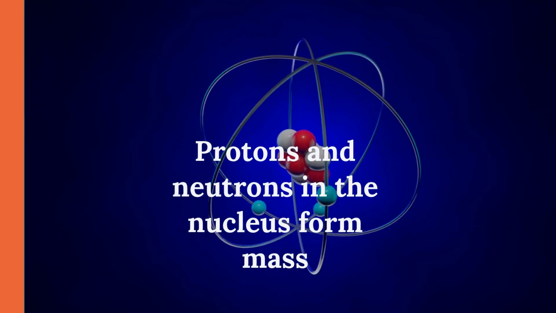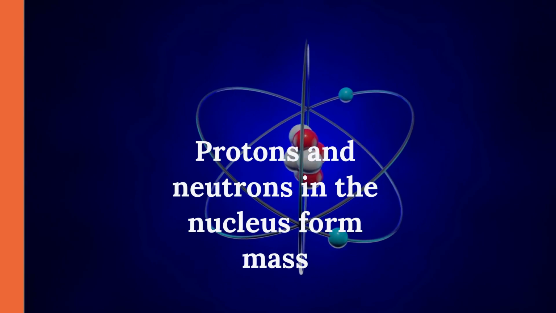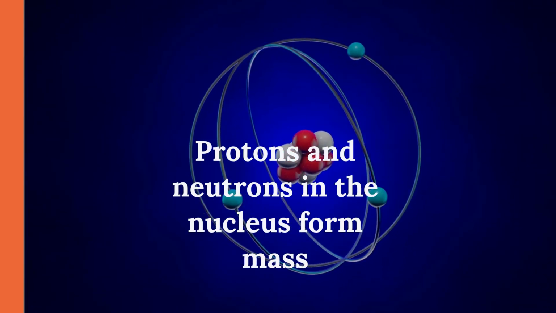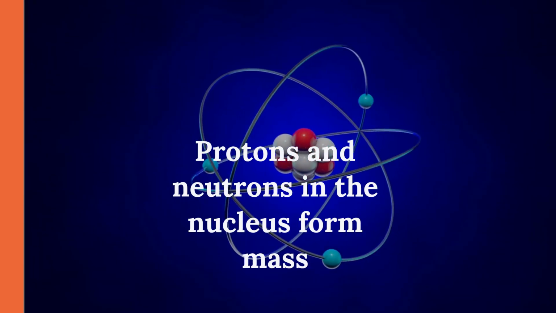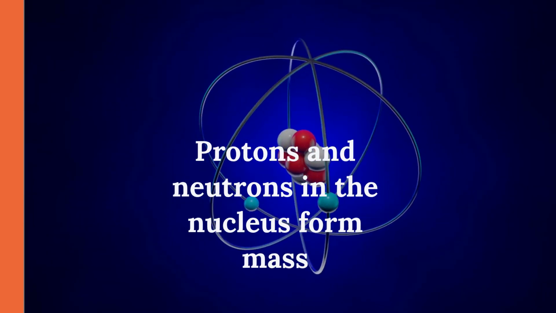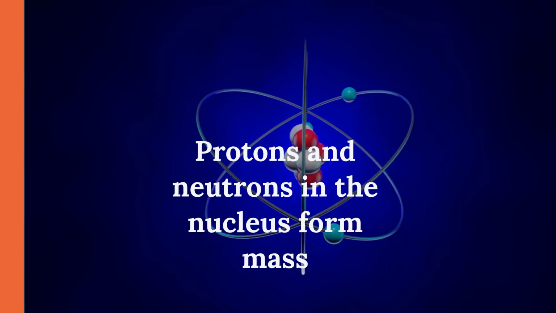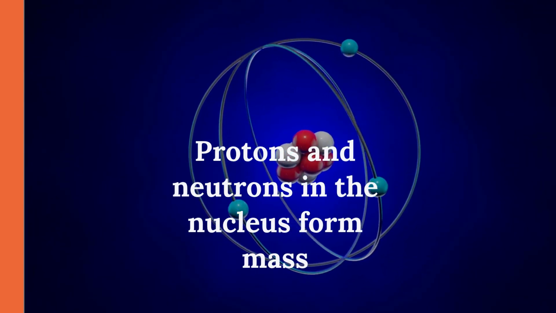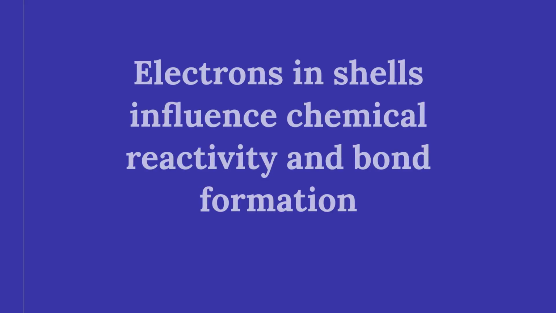The nucleus contains protons and neutrons. Electrons orbit in energy levels around the nucleus. The atomic number equals the number of protons. Mass number is the sum of protons and neutrons. In neutral atoms, electrons equal protons. This arrangement influences chemical properties.